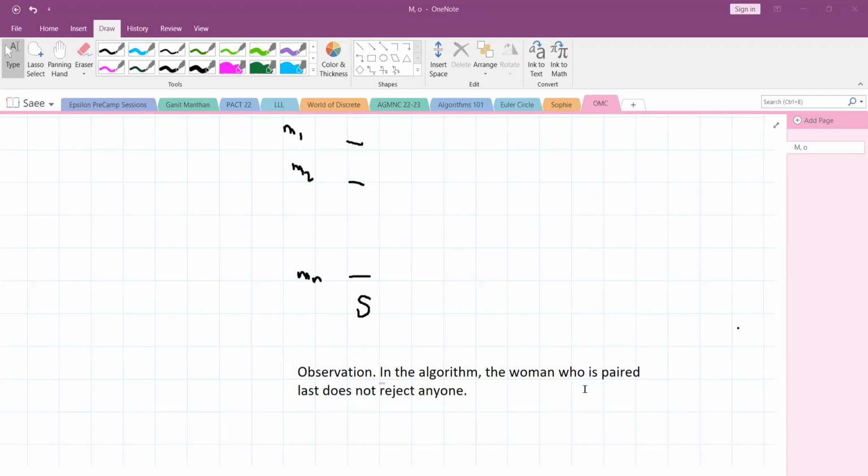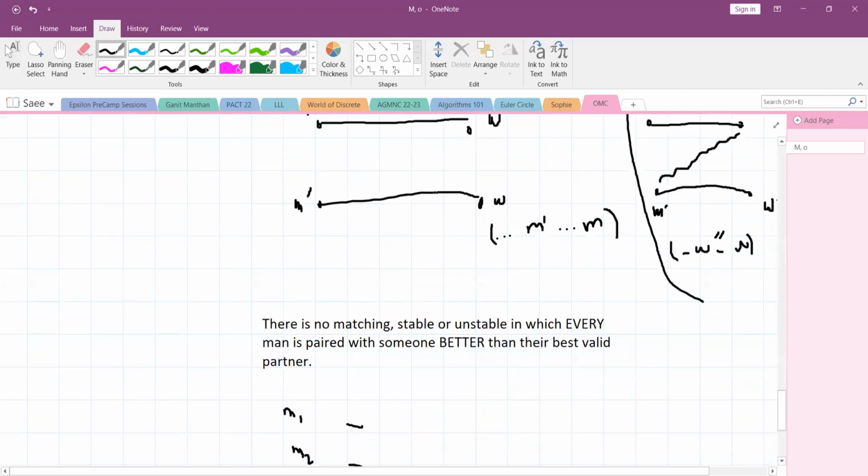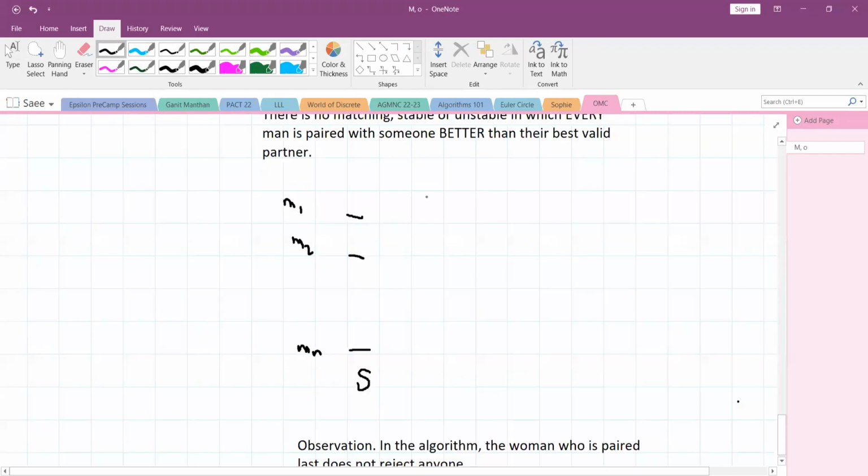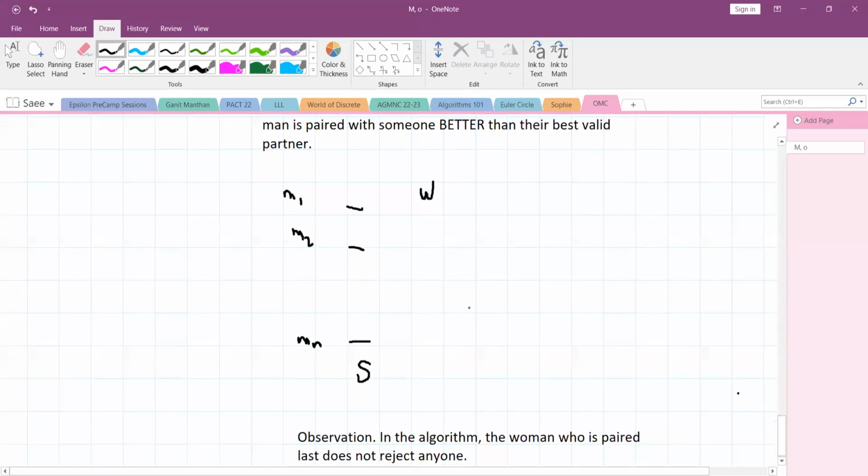Now let's say that W is the woman who was matched last in the GS algorithm. Does that tell us anything?